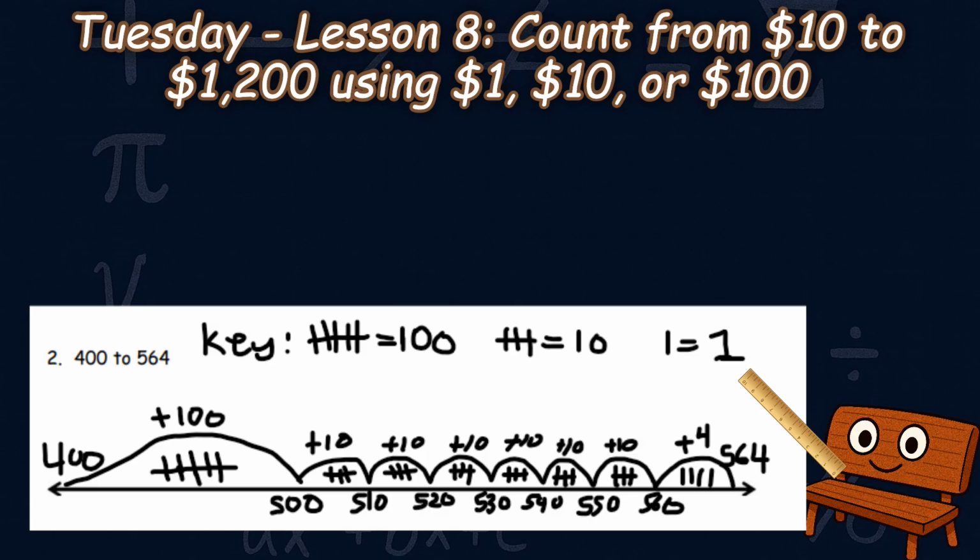So since I'm already at 500, I can add a 10. That puts me at 510. Another 10 is 520. Another one's 530, 540, 550, 560. I can't use any more 10s because that would put me at 570. I want to get to 564. So since I'm already at 560, I'm going to add 4 ones. In this case, it would be $4, and thus I would get from 560 to 564.